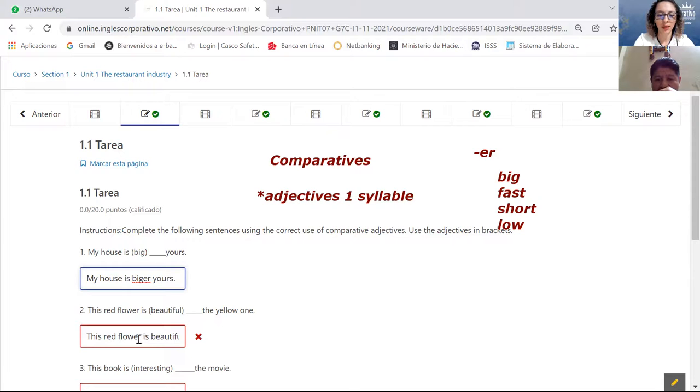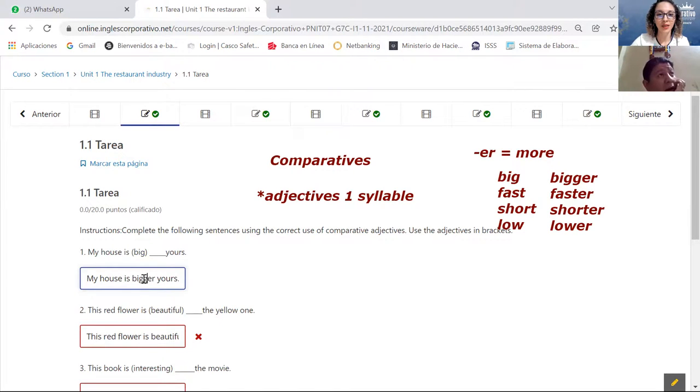Shorter. Low, lower. Why? Porque ese ER en inglés es como que usted diga more, okay? Es ese más, pero todo se pone en una sola palabra. O sea, ese ER significa more, pero lo ponemos todo en una sola palabra. Es como more big, ¿verdad? Como más grande, pero no se dice more big. Ya se diría bigger.